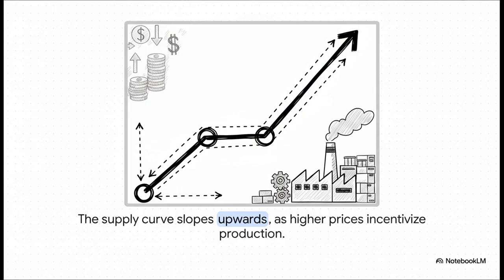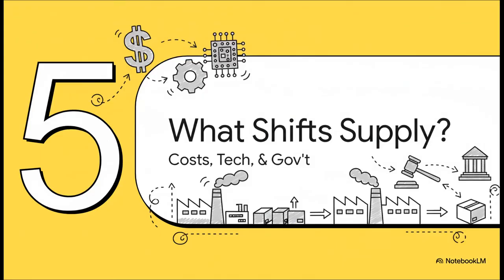Just like with demand, a change in price causes a movement along this curve, either an extension or a contraction of supply. And you guessed it, just like with demand, there are non-price factors that can shift the entire supply curve. These are mostly things that change a business's costs of production or their overall ability to make stuff.